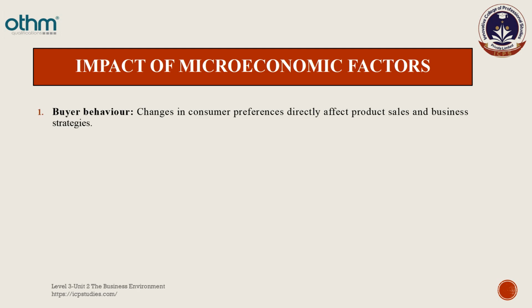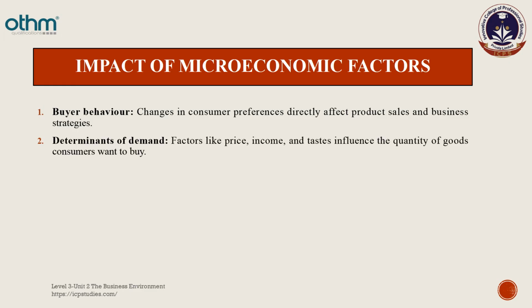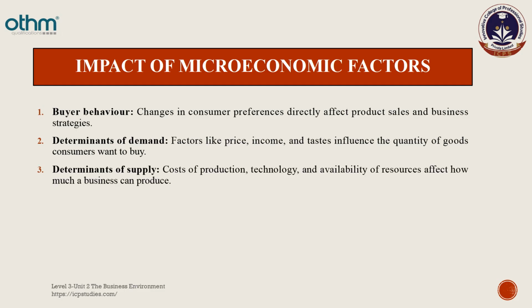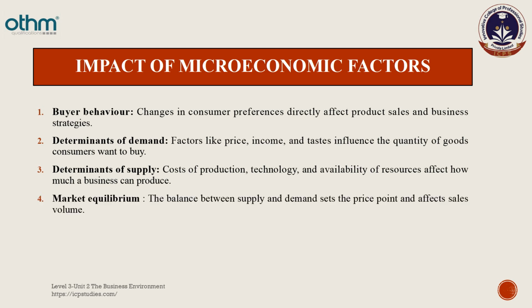If we talk about buyer behavior, then any change in customer preferences will directly affect the sales of the product and the strategies of the business. If we talk about the determinants of demand, then different factors, for example, income, price, or taste, can influence the quantity of goods consumers want to buy. If we talk about determinants of supply, then technology, cost of production, and availability of different resources can impact how much a business can produce.